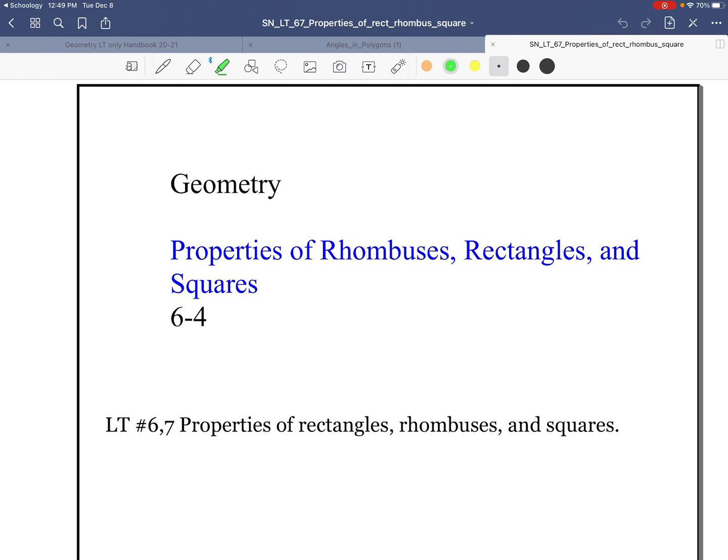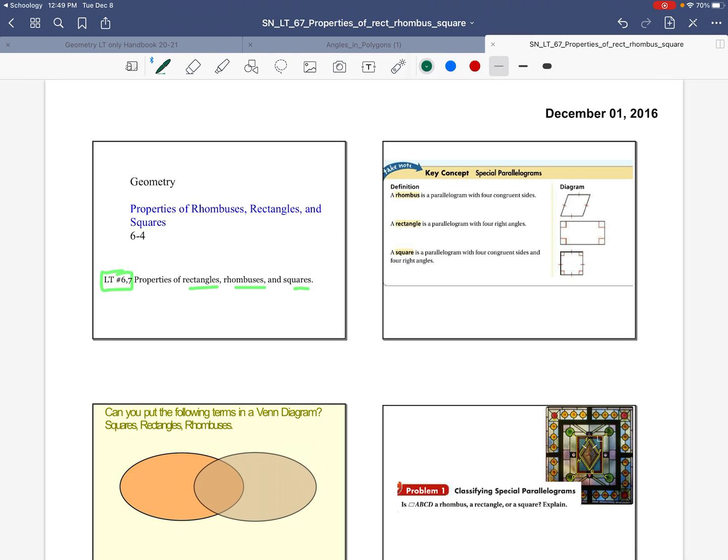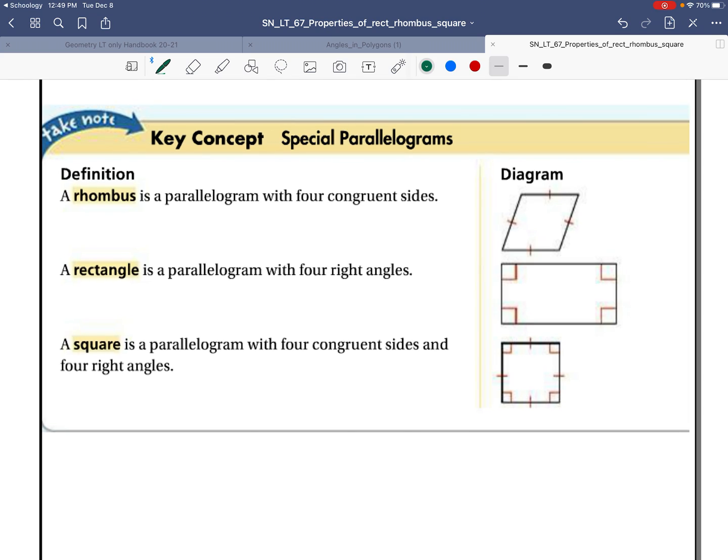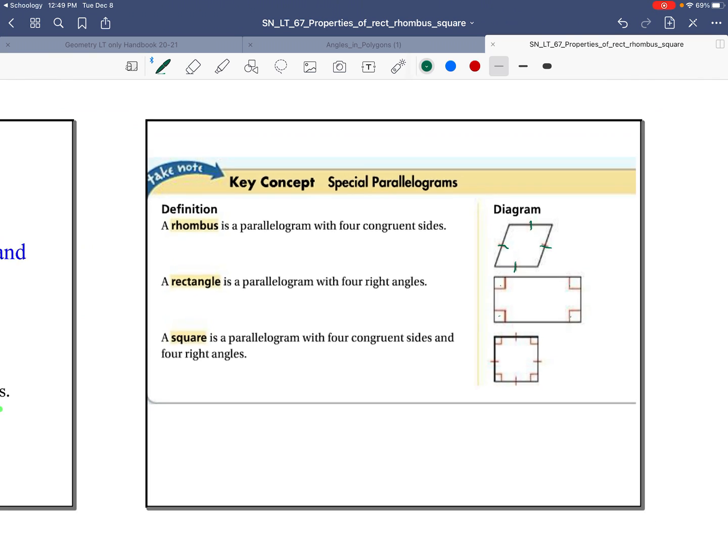Hello, this movie is for Unit 6, Learning Target 6-7, Properties of Rectangles, Rhombuses, and Squares. A rhombus is a parallelogram with 4 congruent sides. A lot of people call this a diamond, but you have all 4 sides congruent. A rectangle, you don't have all 4 sides congruent, but you do have all 4 angles congruent. And a square gives you both all 4 angles congruent and all 4 sides congruent.